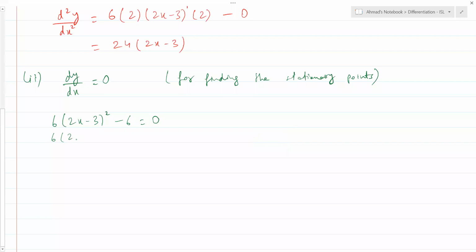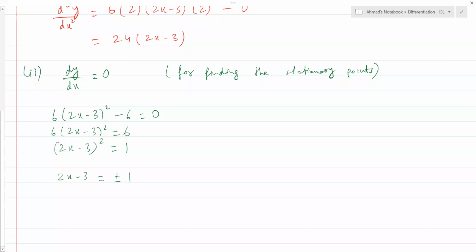Here it becomes 6 into (2x minus 3) whole square equals 6, which gives you (2x minus 3) whole square equals 1. 6 आके वहां पे divide हो गया. दोनों साइड्स पे square root ले लें. आपके पास क्या आ जाएगा? 2x minus 3 is equal to plus minus 1. Don't forget the plus minus. ठीक है. स्क्वायर रूट लेते हैं, प्लस माइनस डालते हैं वहां पे. So that's what we get.